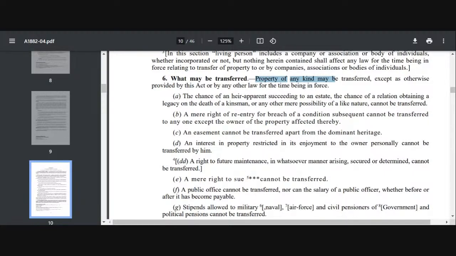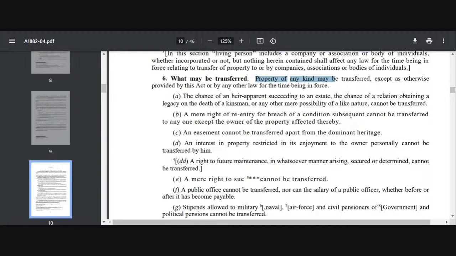So mere right of re-entry cannot be transferred. Clause C, look, easement apart from dominant heritage. So any easement, what is easement? It's a right that you enjoy on any land and which is not created by any contract. When you transfer the dominant heritage, only then the easementary right is transferred along with it. You cannot transfer only the easement rights.